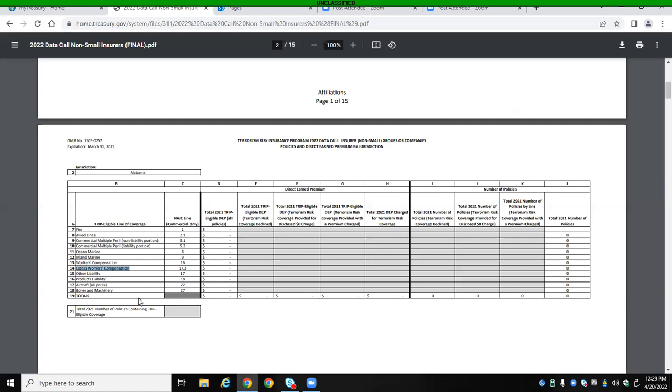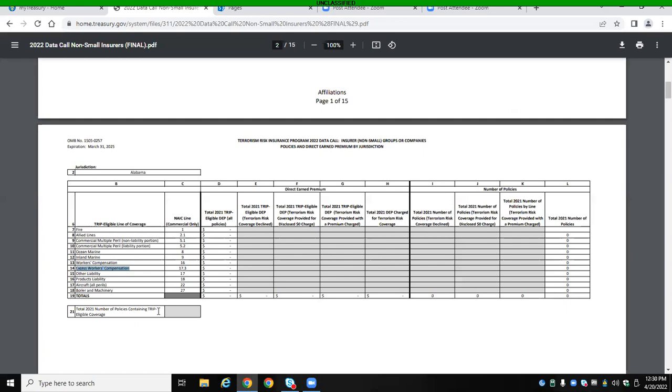Premium should be entered on a direct earned basis for calendar year 2021. This means that if you have a policy that started before 2021 or ended after 2021, you will need to include only the premium that was earned in calendar year 2021 for that policy. If you have a policy that covers multiple states, the premium should be allocated to each state proportionally in the same manner as you would have or did report it for statutory reporting purposes.